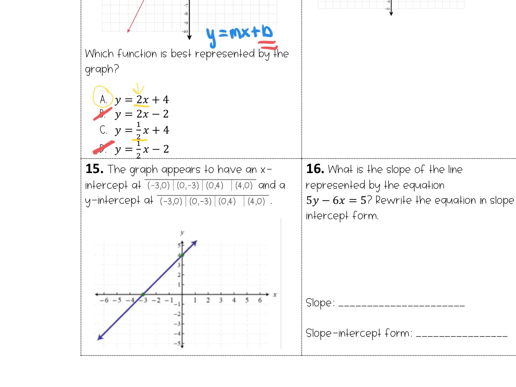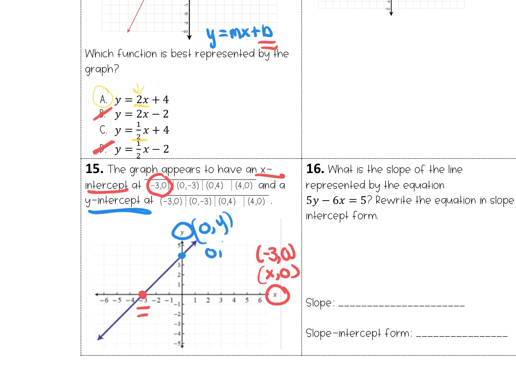15. The graph appears to have an x-intercept. So here's my x-axis, and here's my x-intercept, -3. Remember, x-intercepts are always in the form of x, 0. So my x was -3, and my y should be 0. So -3, 0. And a y-intercept, here's my y-axis, and here's where I cross, that's at 4. Y-intercepts are always in the form of 0, y, and our y was 0, 4. So that one right there.